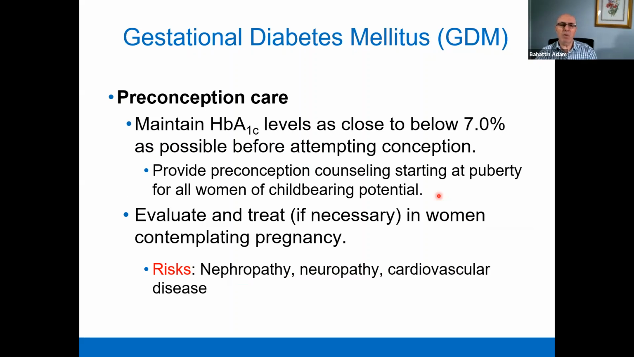What can we do as preconception care? Maintain hemoglobin A1C levels as close to below 7% as possible, and provide preconception counseling, and evaluate and treat women contemplating pregnancy if necessary. The most common risks or complications of diabetes mellitus or gestational diabetes mellitus are nephropathy, damage of the kidneys, neuropathy, damage of the neurons, and cardiovascular diseases.